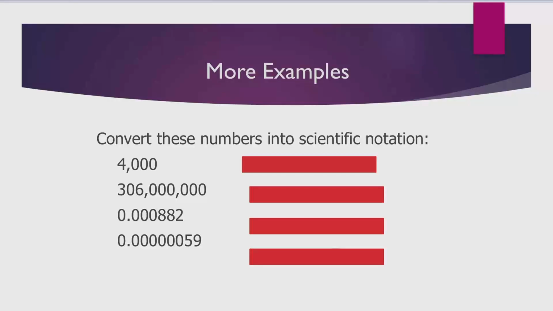Times 10 raised to what power? 3. Positive 3, negative 3? Positive 3, because it's a big number. So you should have ended up with 4 times 10 to the 3. We don't need to keep any of the zeros that come after it in this particular case.